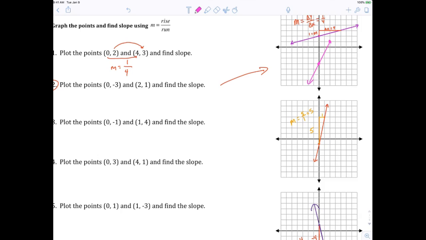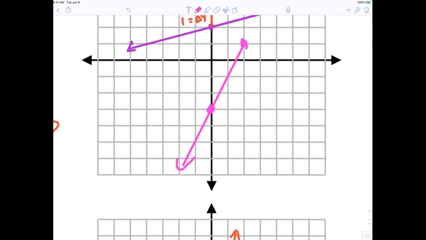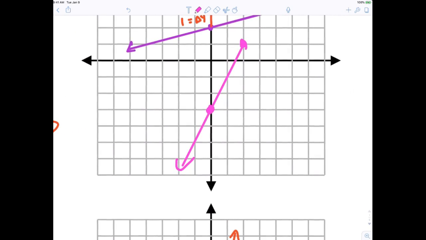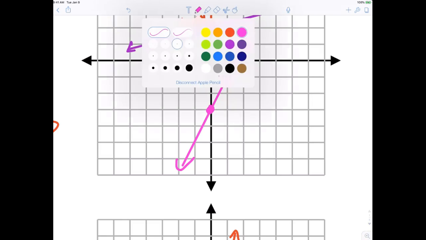Remember, slope was defined as what over what? Rise over run. Change in y over change in x. Delta y over delta x. Lots of different words for slope. So we have to figure out how I got from one point to the other. And I always say start at the leftmost point.